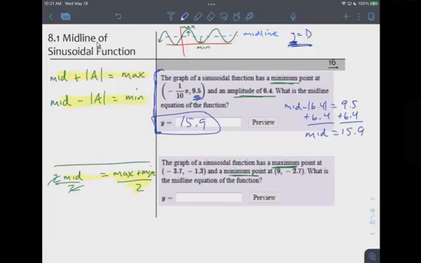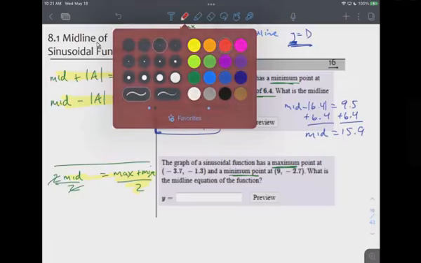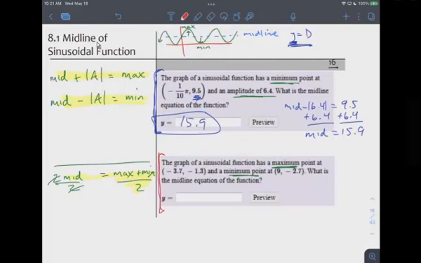All right, I want you to try the second one. In this second example, you're given both the max and min, and see if you can find what the midline would be if that's the information that was provided.